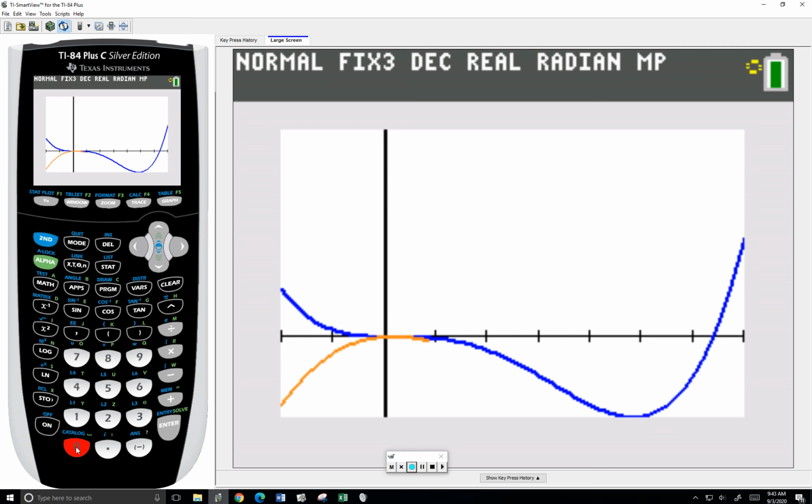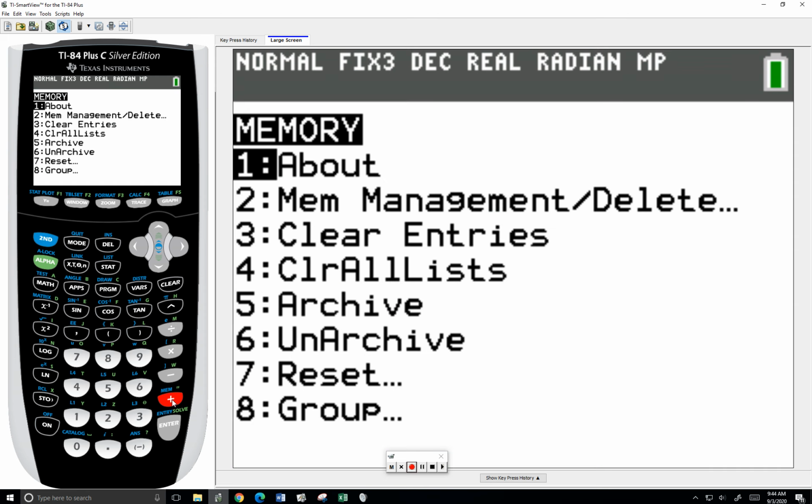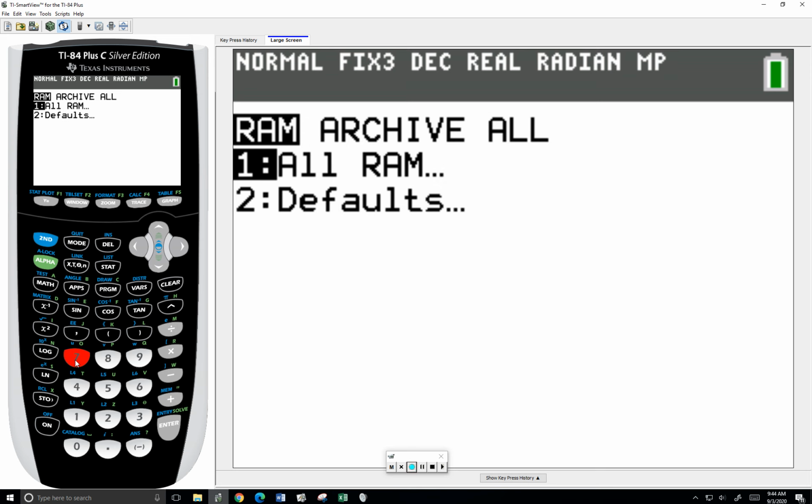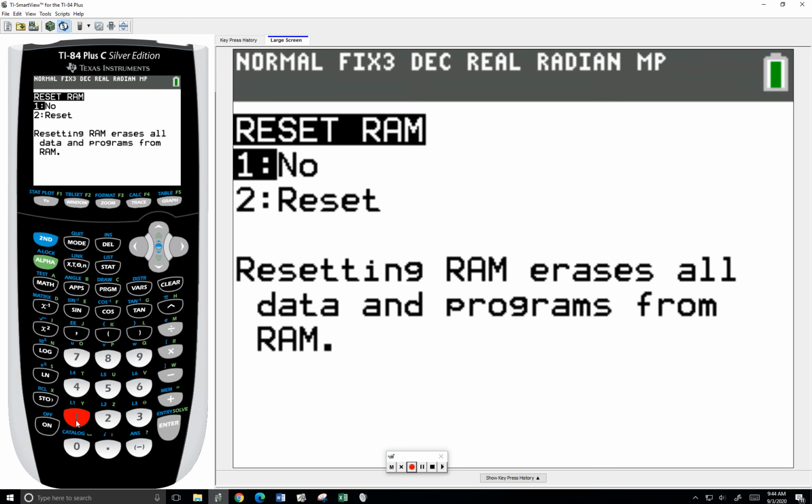Another thing that you can do, let's stop that. If your calculator's having trouble and that doesn't fix it, I highly recommend that you do a full reset. Just hit second. Don't reset your calculator now, but this is how you do it. Hit the memory key, which is down here above the plus. It's the plus key. Choose 7. Choose number 1, all RAM. And now I'm going to stop because I don't want to reset my calculator. And then choose number 2 to reset. That'll start you back over from scratch.